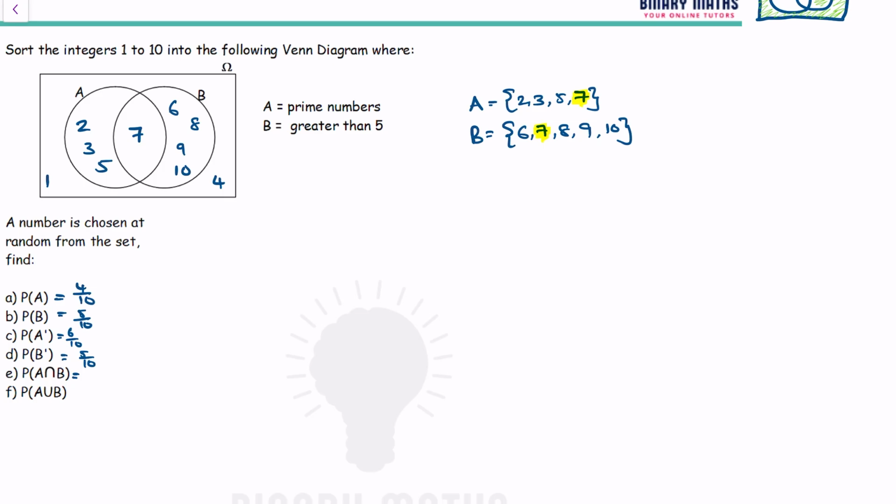A intersect B is everything that is in the middle, because it's both A and B, which is just 1 number. So it'll be 1 out of 10. A union B is everything that is in A, B, and in the middle. So that means we've got 1, 2, 3, 4, 5, 6, 7, 8, so 8 out of 10.